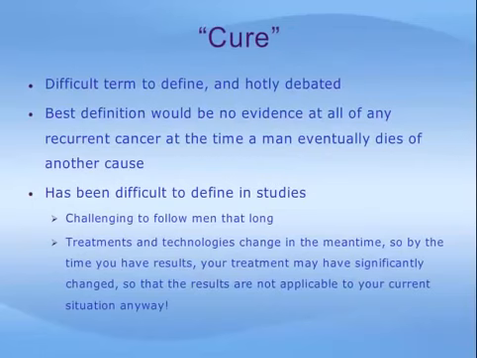The term cure when it comes to prostate cancer treatment is a difficult term to define and hotly debated. The best definition would be no evidence at all of any recurrent cancer at the time a man eventually dies of another cause. But this is not practical when studying this disease for two main reasons. Firstly, because prostate cancer can affect relatively young men, it would be challenging to follow all patients for that long of a period. Secondly, treatments and technologies change during the follow-up period, so by the time you have results on one treatment, the treatment may have significantly changed so that the results are not applicable to your current situation anyway.